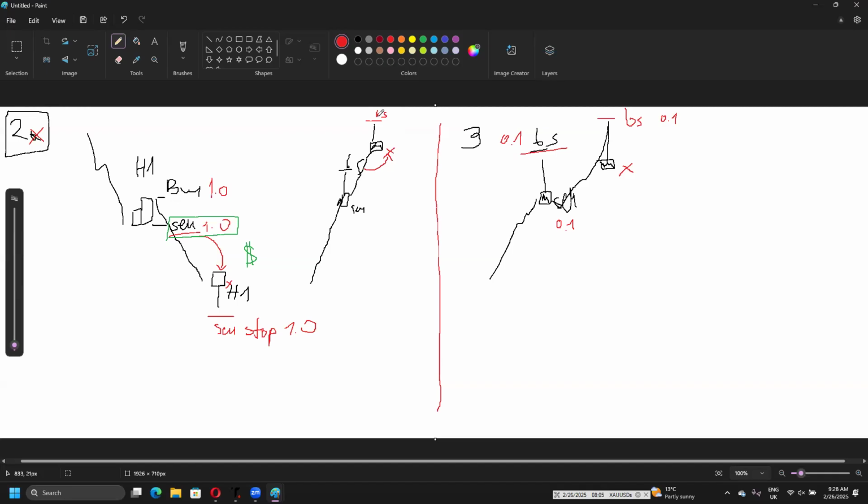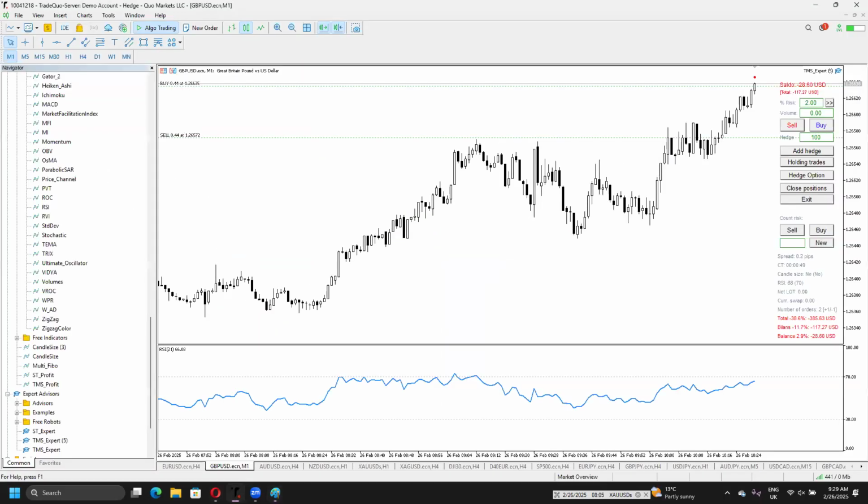So what I've done, I just did what I wrote down here. I closed my buy position with profit and set up another buy stop using the same value. And as you can see, we got activated again. So what do we have to do?